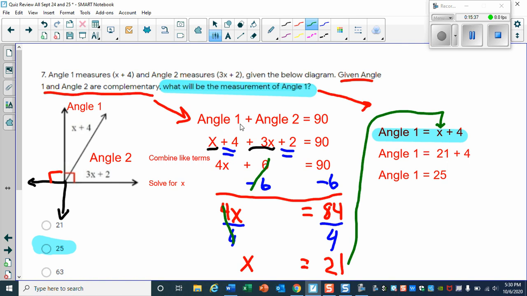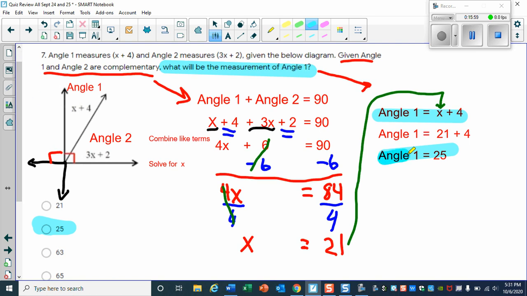So unlike number 6, do not solve just for the variable. You have to give me the actual angle measure value. All right. Moving on. 25 is our result. And we have our answer option down here.